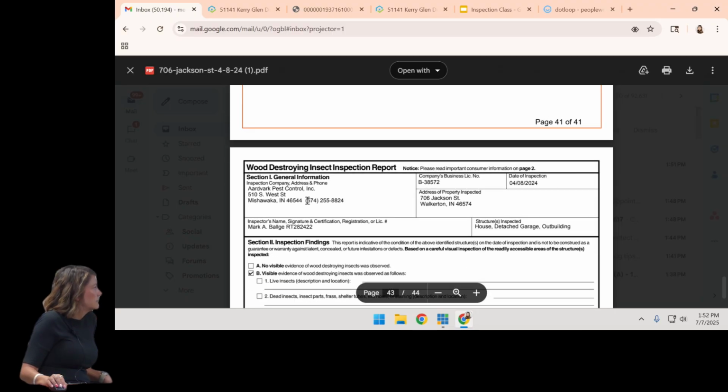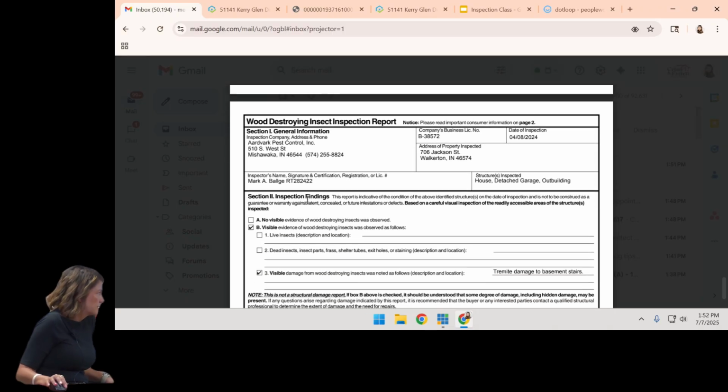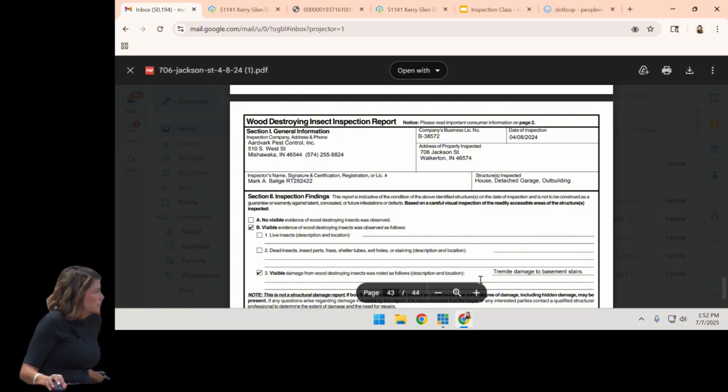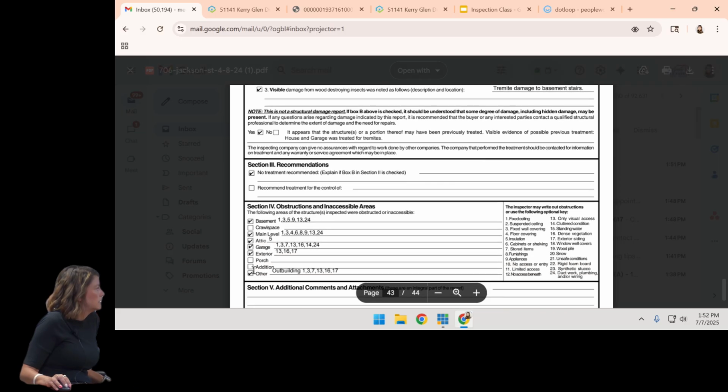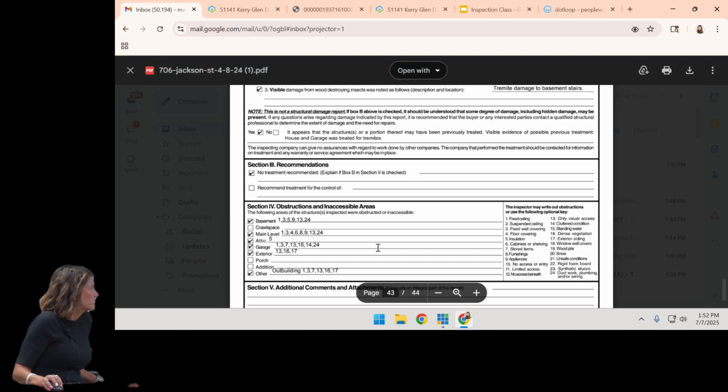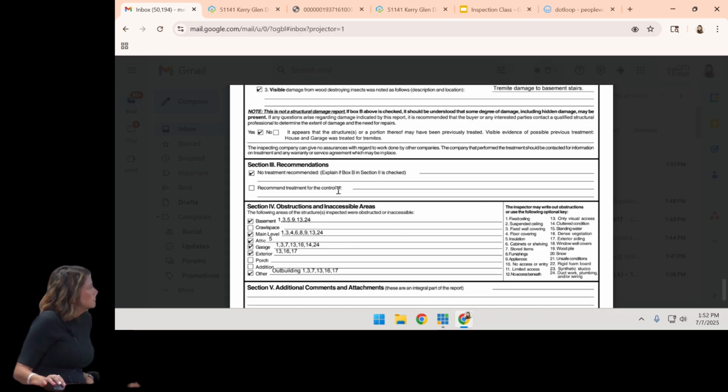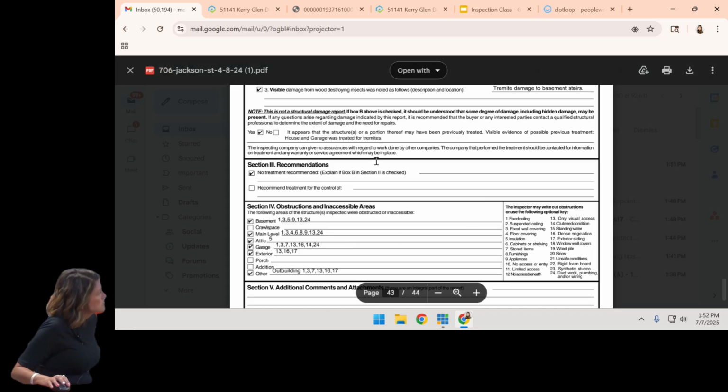This is a wood destroying insects or termite inspection. There were visible signs, so he noted what he saw, termite damage to the basement stairs, and then he wrote down where he found it. This section is inaccessible, where he couldn't see. He could not see a few areas in the garage. No treatment was recommended in this one. If he would have recommended it, it would have been here.